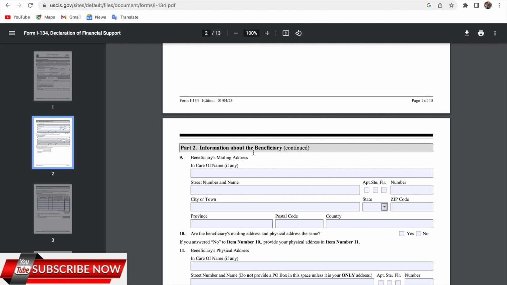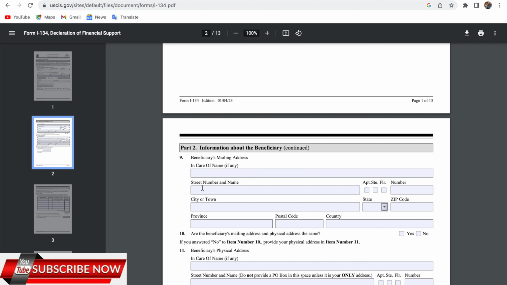And it says some information about the beneficiary. So you say your mailing address, so you just put in your mailing address. If you are staying with someone and the person is a care of, you just put the care of's name. But if you are over 18 years, you don't need the person's care of name. You just put in the address over there. But if you are staying with somebody and there is a care of, put the person's name.